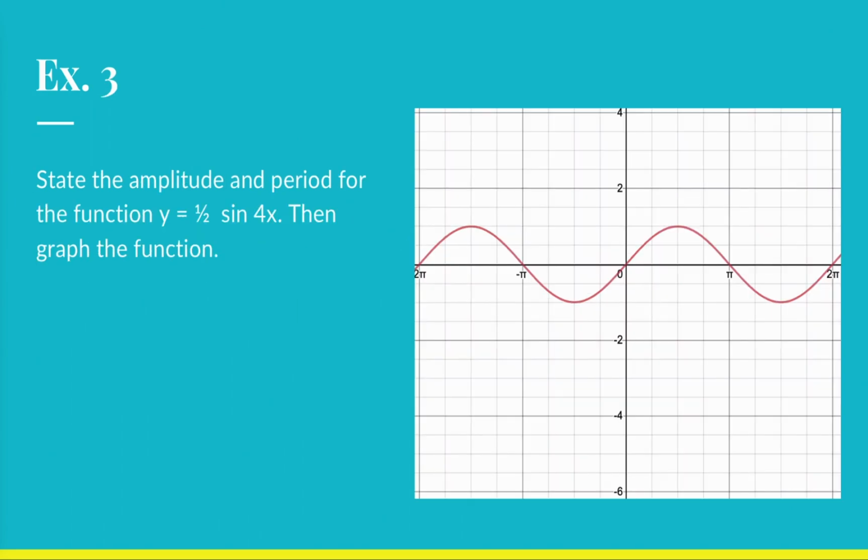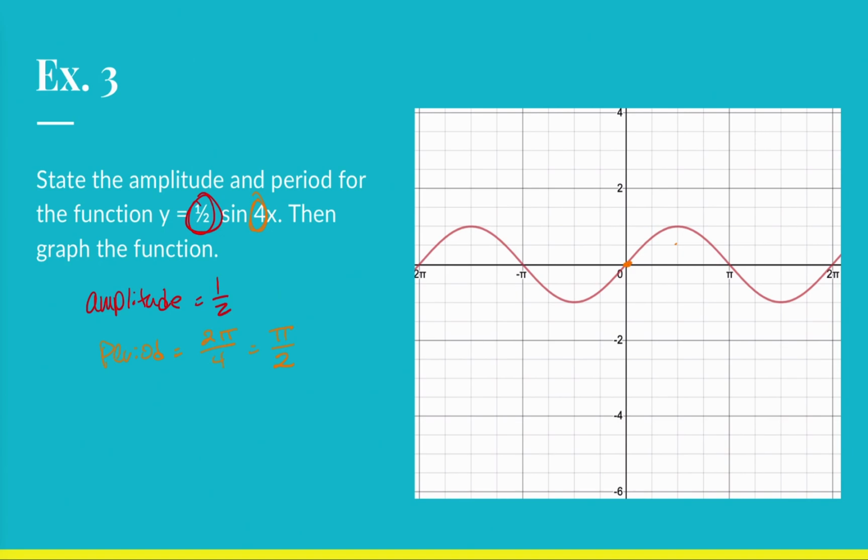State the amplitude and the period for the function y equals 1/2 sine 4x, then graph the function. So the amplitude is going to be 1/2, and the period is 2 pi over 4, which is pi over 2. So we start the function at the same point. Because the amplitude is 1/2, the high point is only going to come up to 1/2. It's only going to be half as high.